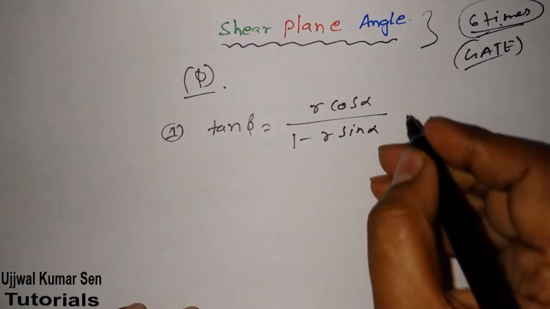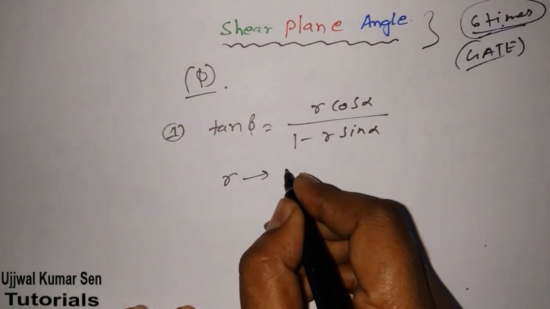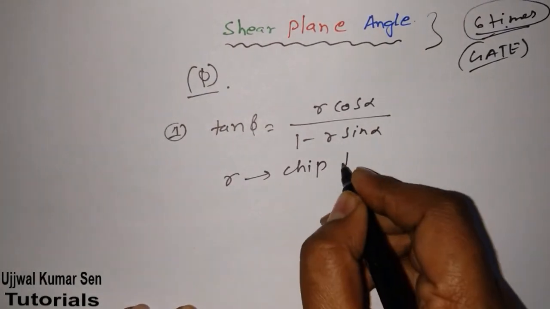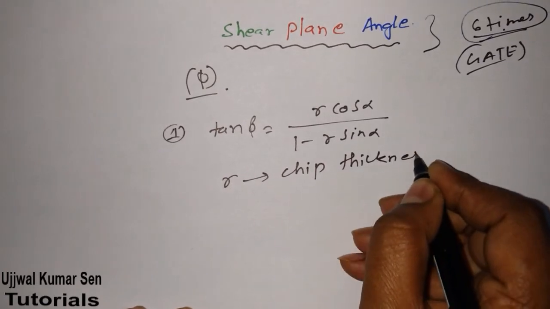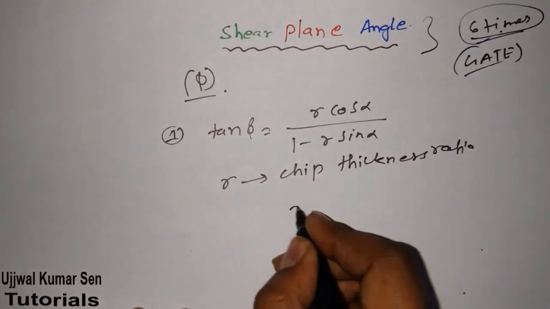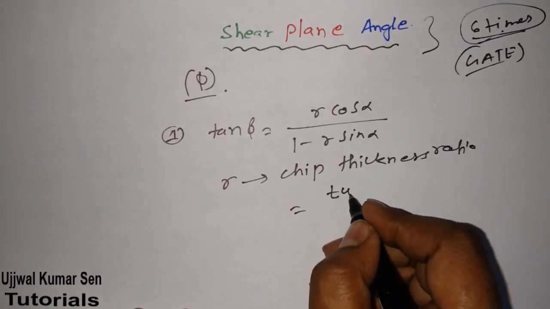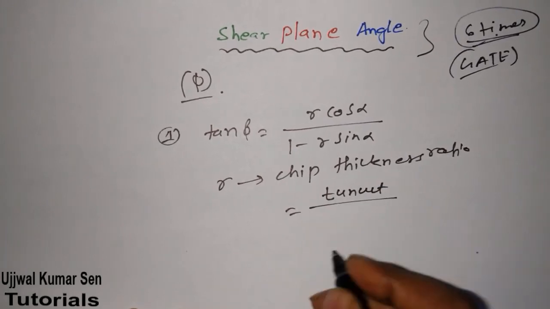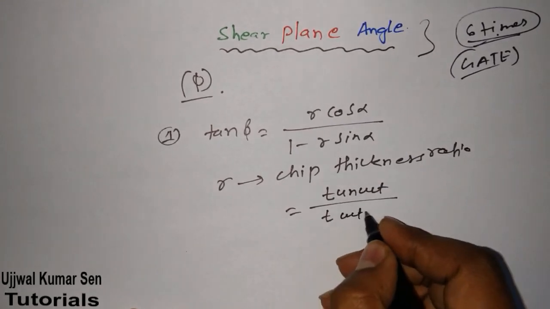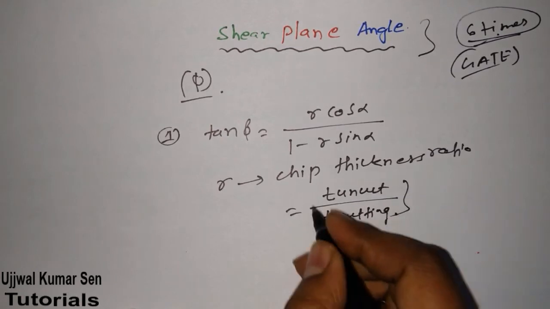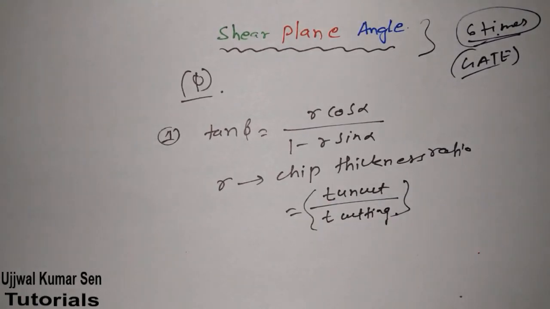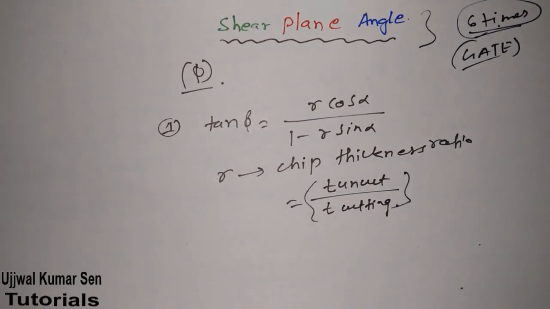Okay, what is r? That is the chip thickness ratio. That means it is uncut chip thickness by the chip thickness after cutting. Okay, so this is the formula.